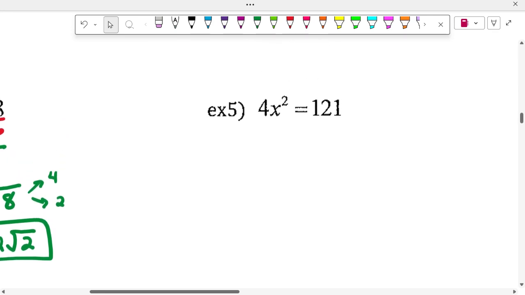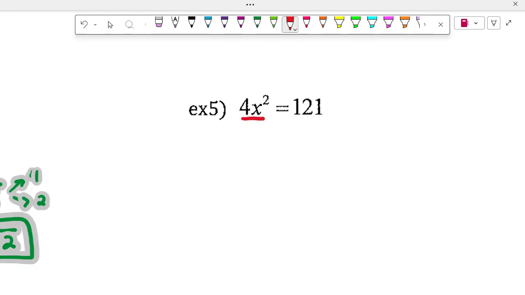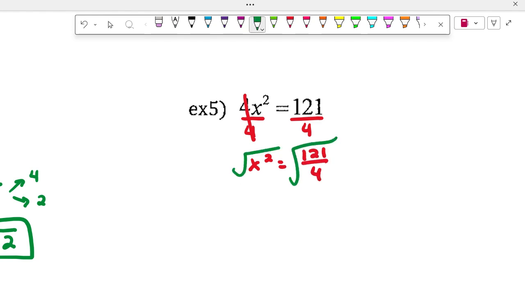What about this one? Take the square root. Oh, definitely not. Yep. I don't care if the coefficient is a perfect square. Do not take the square root first. Just don't do it because you'll get yourself in a bad habit and then you'll screw yourself over on a later problem. Just trust me. So, you have x squared is equal to 121 over 4. Take the square root. X is equal to plus or minus square root of 121 over 4.